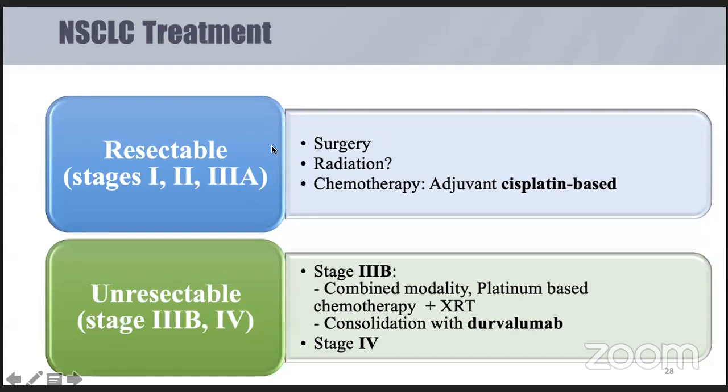So for resectable tumors, surgery is the cornerstone because we want to take the tumor out. So we are doing surgery followed by adjuvant cisplatin-based chemo. We need to give adjuvant chemo in order to eradicate the micrometastases. Radiation is sometimes used in this setting if the patient is not eligible for surgery, and we will try to cure the patient. For unresectable, we have stage 3B. So we are using combined modalities, platinum-based chemotherapy plus radiation therapy, and we might consider consolidation with durvalumab. And then we have stage 4.